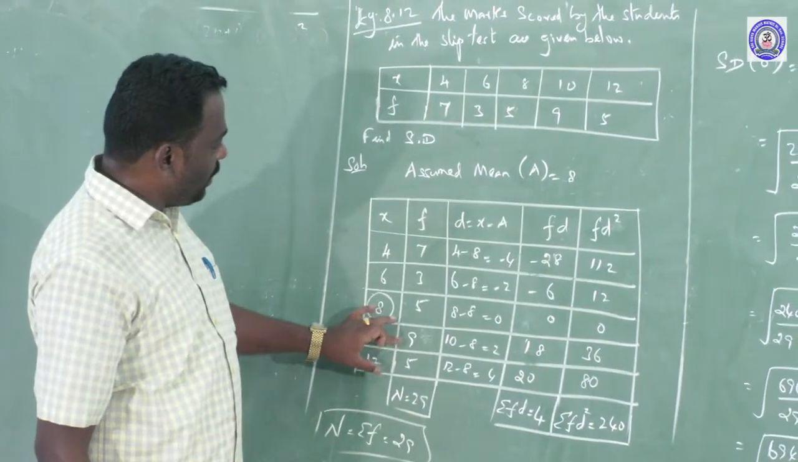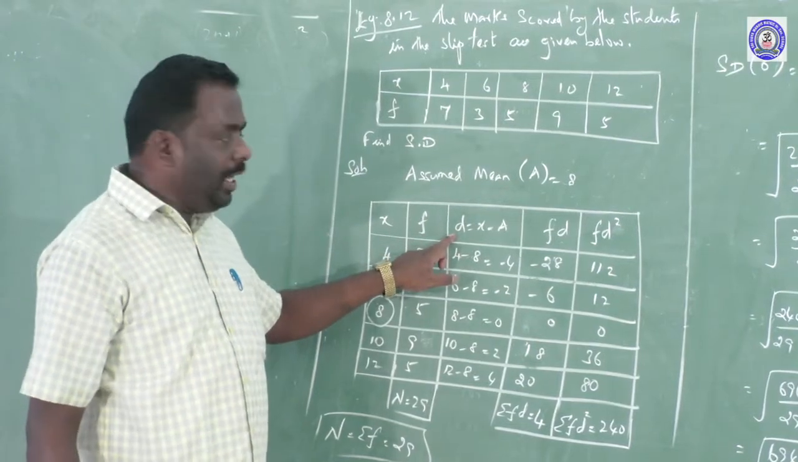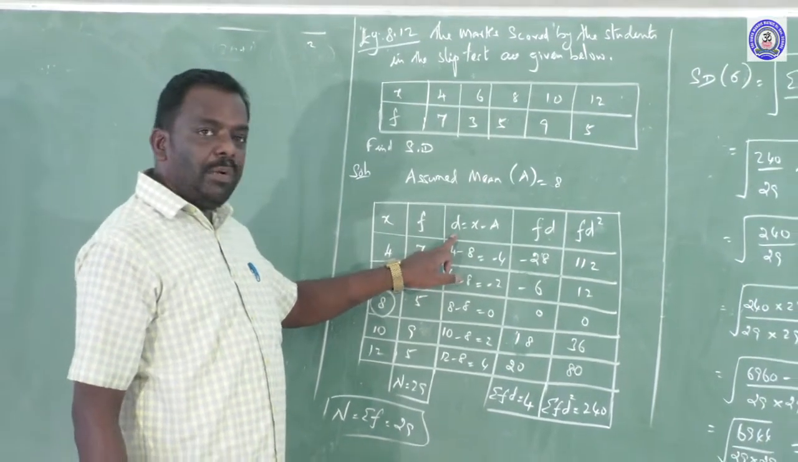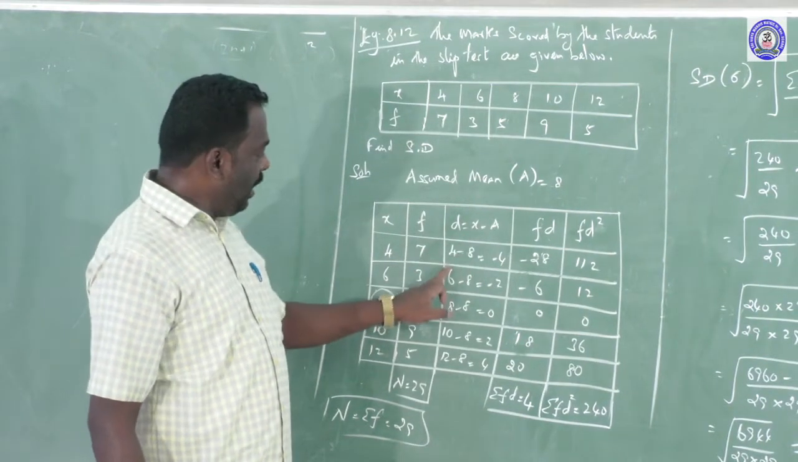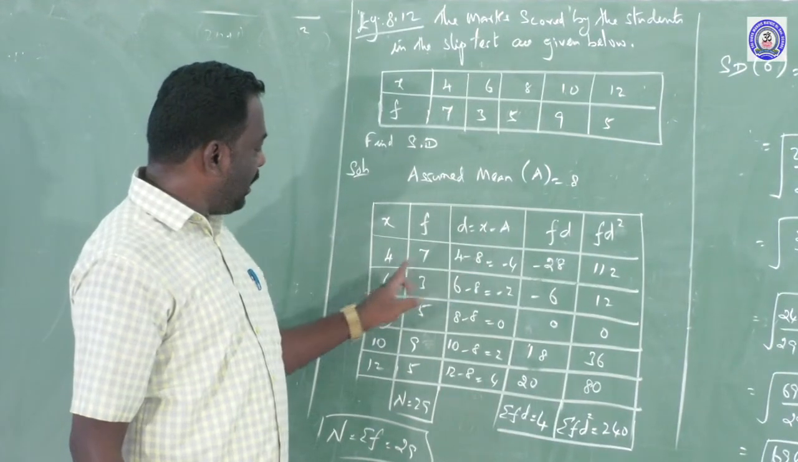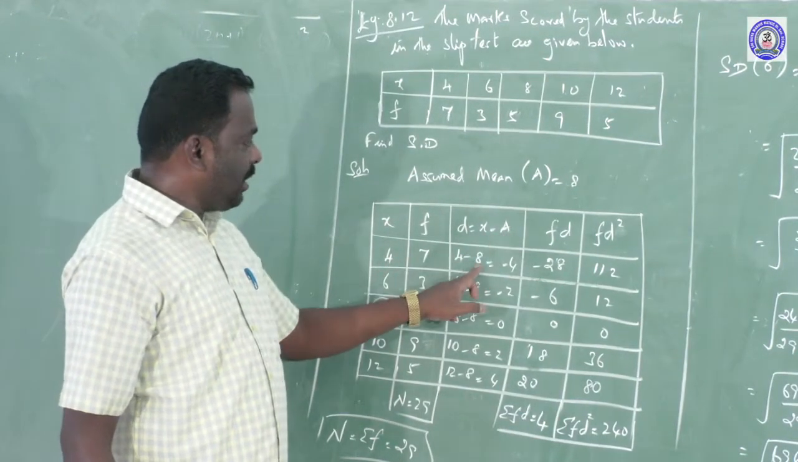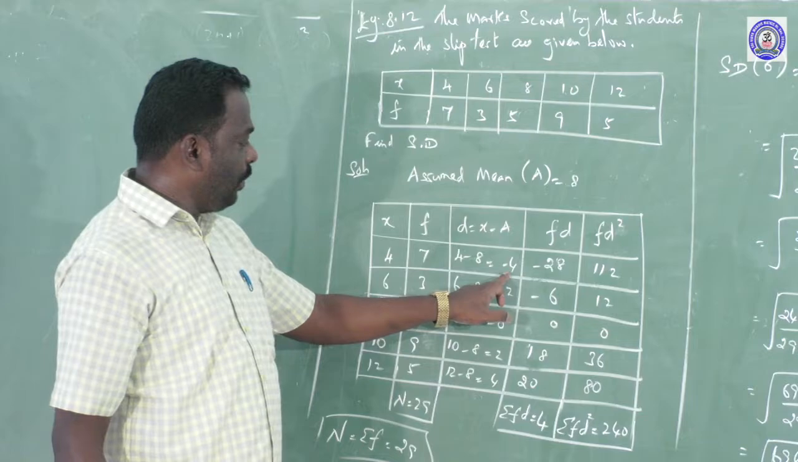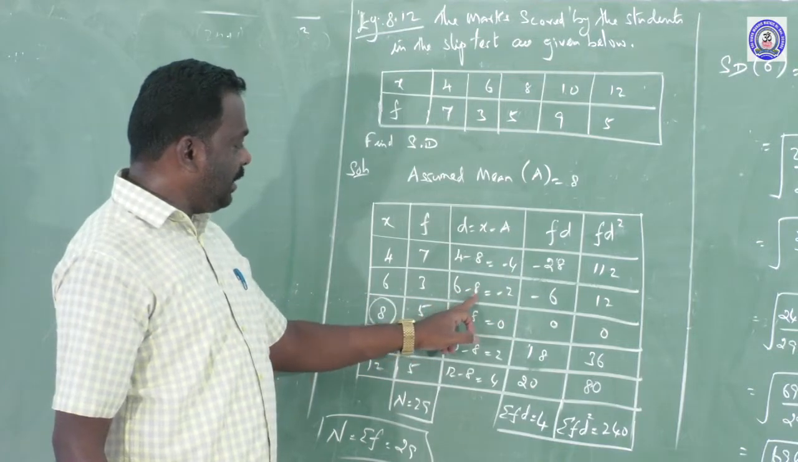Now the frequency is given, and we find the deviation d equal to x minus a. Deviation is defined by d equal to x minus a. For x equal to 4, 4 minus a, which is 8, gives minus 4. Similarly, this is 6 minus 8.